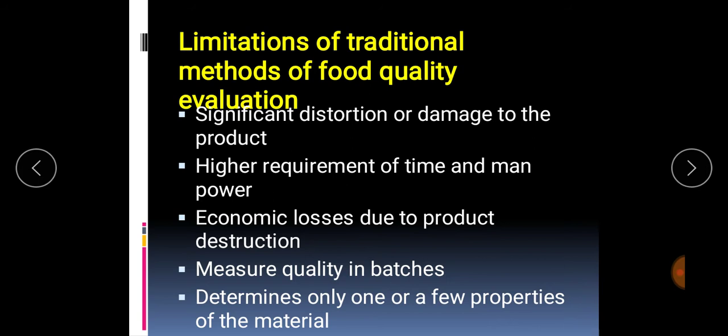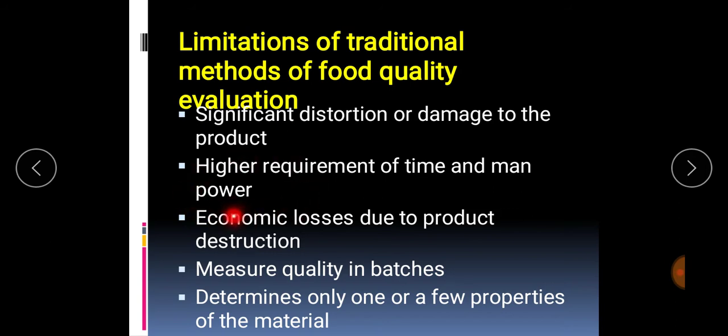Then, limitations of traditional methods of food quality evaluation. Just now we discussed that traditional methods are also present for analysis of food, and what are those limitations? Significant distortion or damage to the product. We have to make some damage to the product so that we can understand its characteristics, and there is a higher requirement of time and manpower, and economic losses due to product destruction.